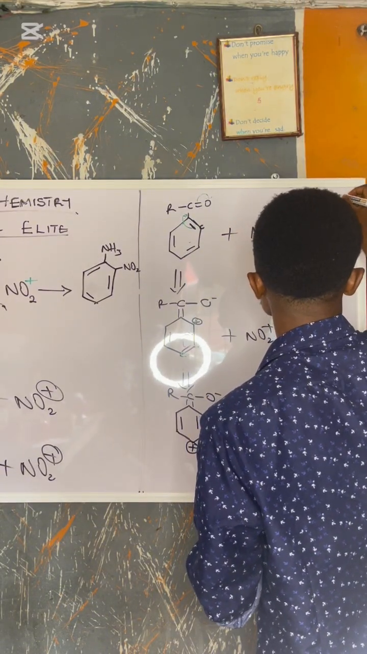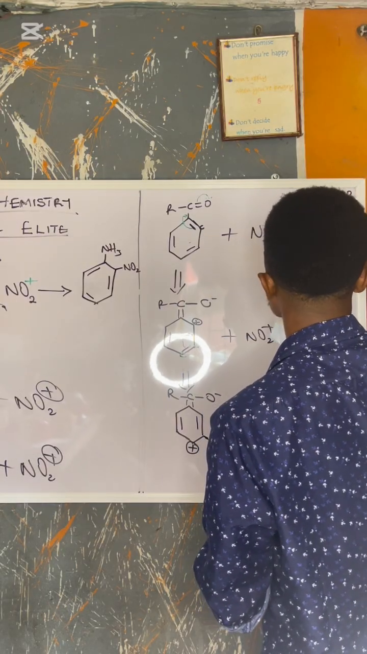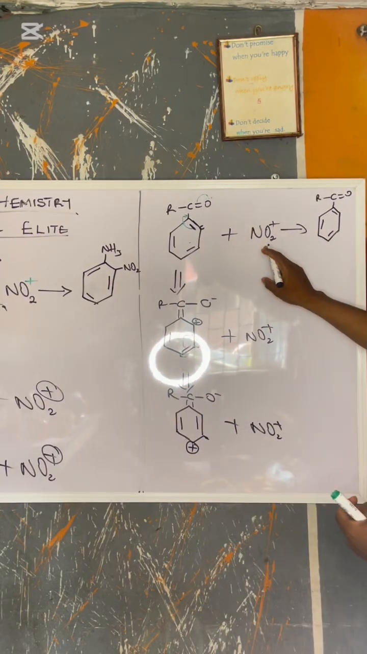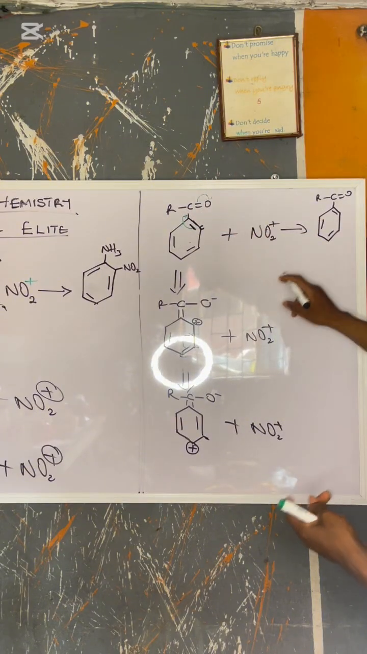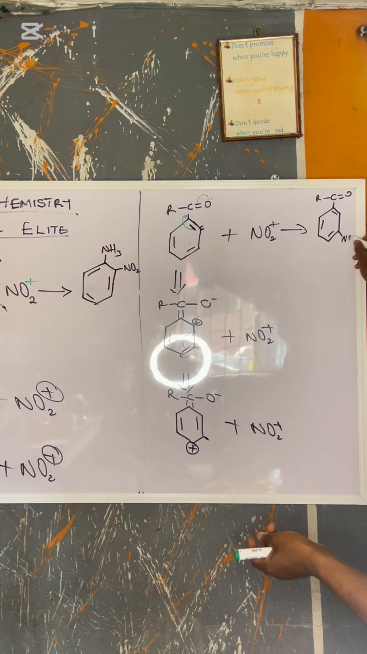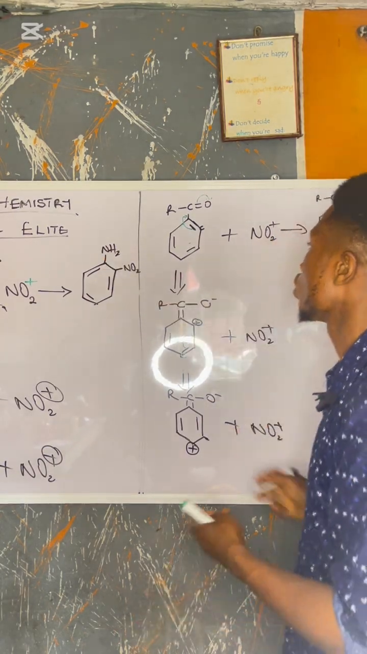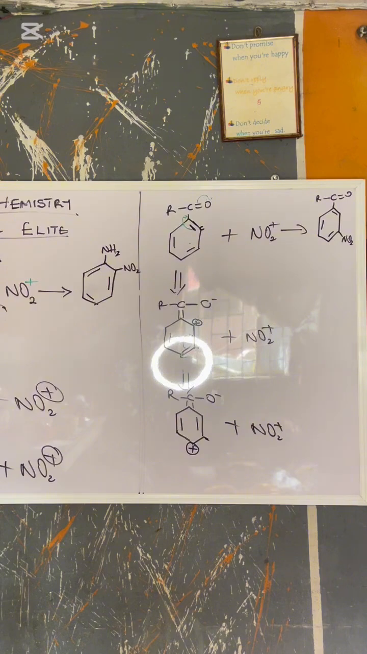And for this we are going to have something like this. Good. We have C double bond O. We have our R. We have a double bond here, double bond here, double bond here. Since this is electron withdrawing, we know it should take the what? The meta position, which is NO2. And please take note that this is NH2. Good. So this is what we are going to have as our final product.